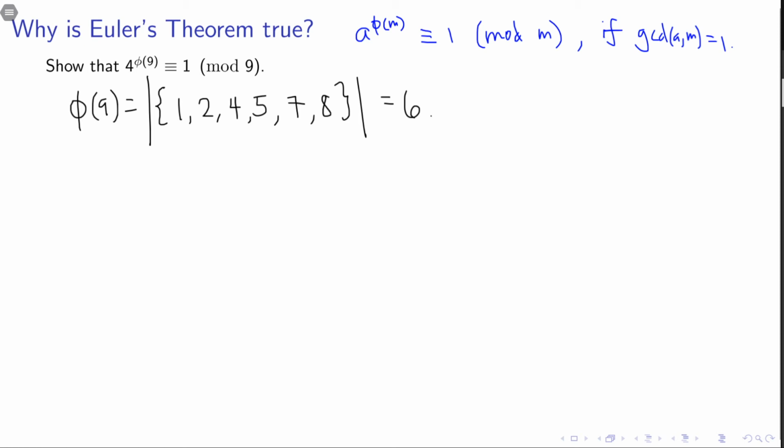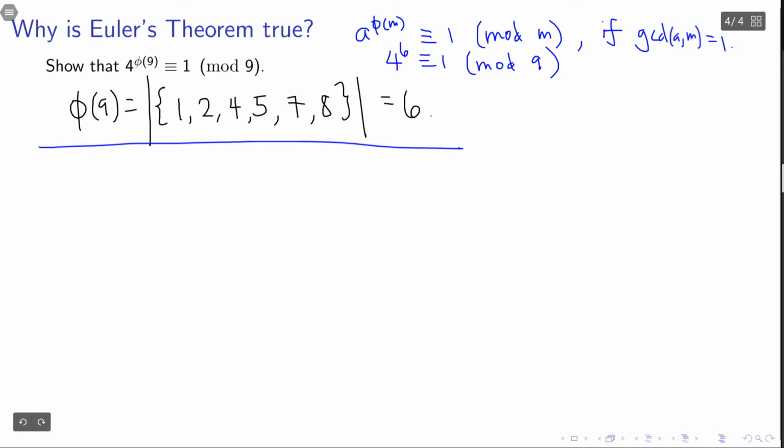And so, how does this help me prove it? Well, I want to get eventually to this statement, right? That 4 raised to the 6th power is going to give me 1 modulo 9. And of course, you can just do the multiplication to show it's true, but that's not the point of what we're doing here. I'm trying to demonstrate why this comes up here. And look, let's take these 6 integers: 1, 2, 4, 5, 7, and 8.